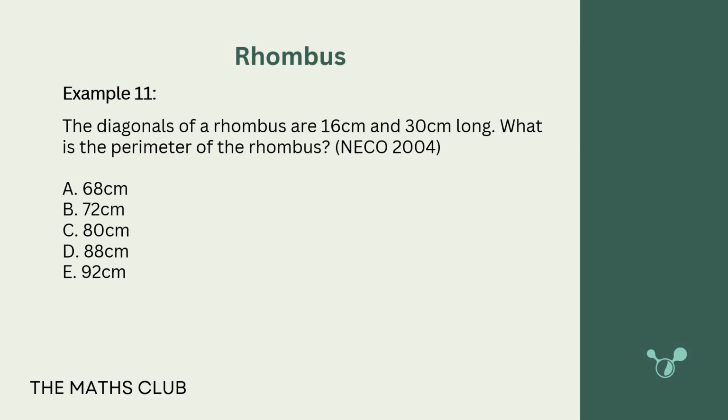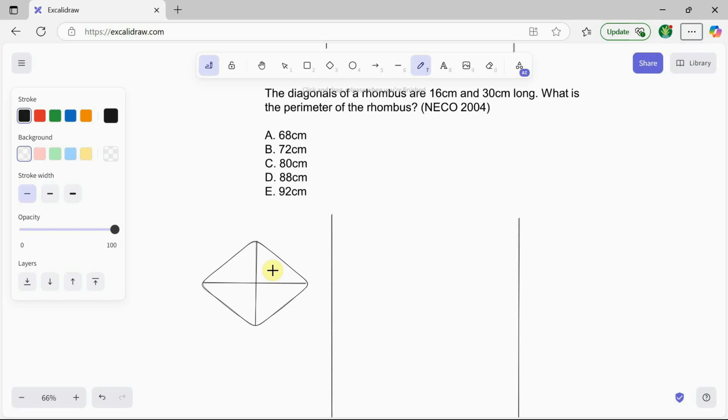Welcome back. This is from NECO 2004. So let's solve it together. The diagonals are 16 and 30. So if I have this place, then this place here will be 8 centimeter. This place here will be 8 centimeter. This place will be 15 centimeter, because there's a bisection that is happening, right? If AD is 15 and this is a right angle, if I want to find the perimeter, I need to find the length of its sides, right?